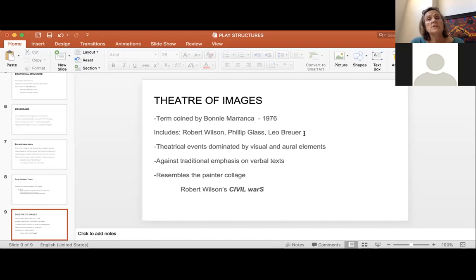But it's theater events that are dominated by visual and aural elements, not particularly dialogue. So when it says against the traditional emphasis on verbal text, it means that it's not using dialogue as the primary source of delivering information to the audience. In our traditional Western structure, exposition is all dialogue. The characters tell the audience exactly what's happened before this moment, and then we get into the confrontation. This tries to do away with dialogue completely, and instead we rely completely on image.